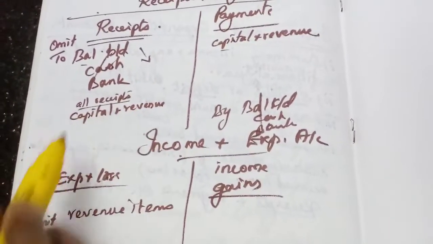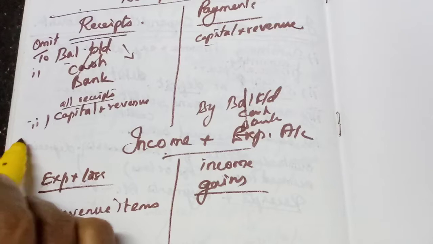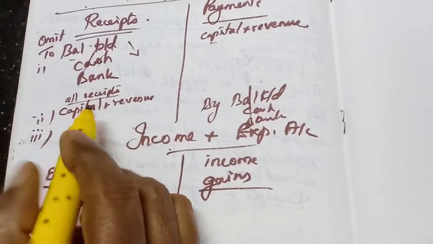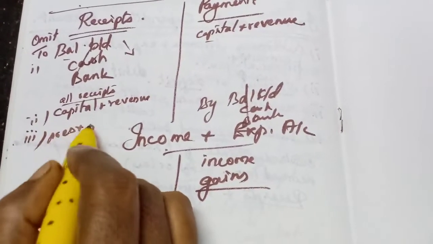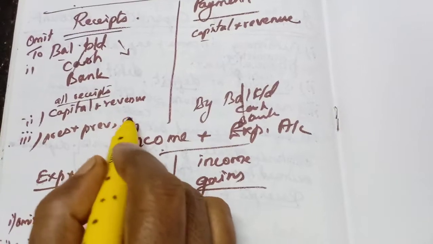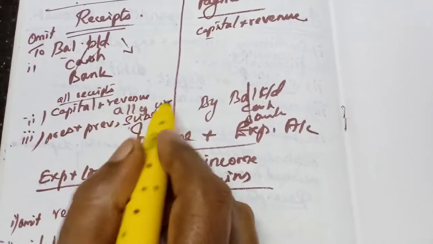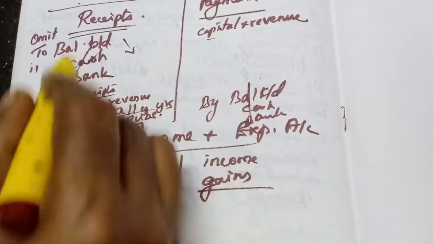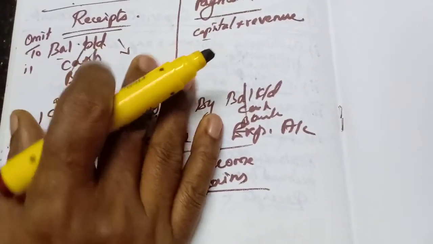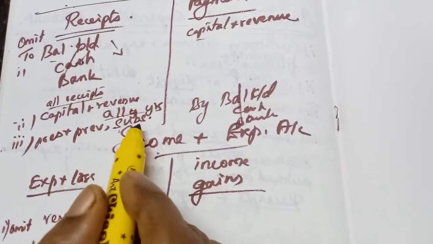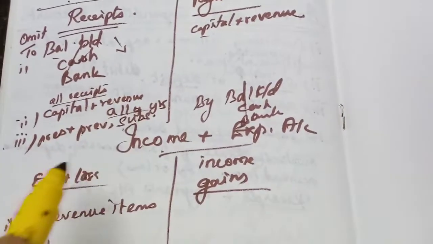Then the third one: all the receipts, whether of the present year, previous year or subsequent year, all the years' receipts and payments are entered in the receipts and payments account. If you listen to this, we are going to learn the differences between the receipts and payments account and the income and expenditure account. It will be very easy for you to learn. Okay.